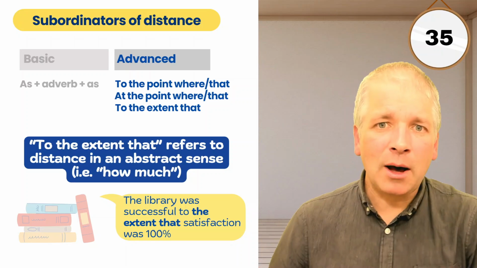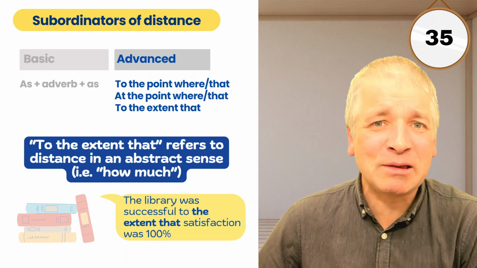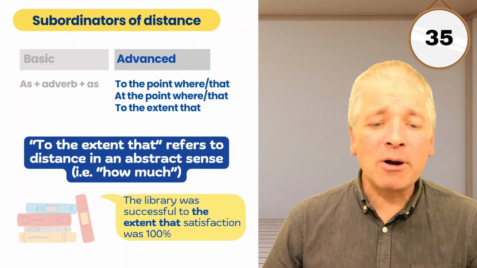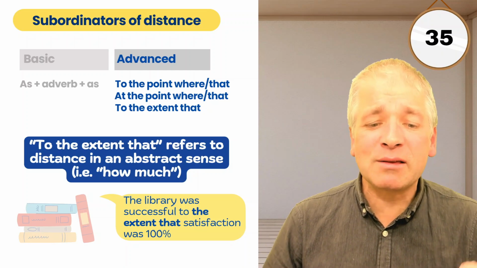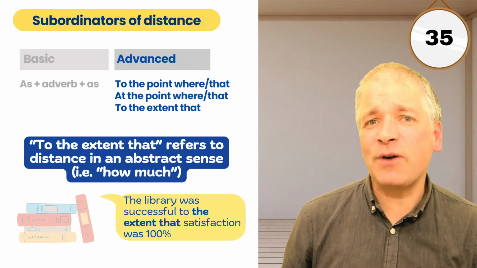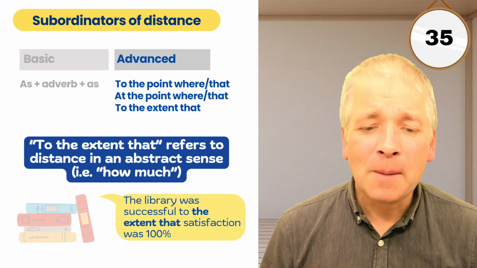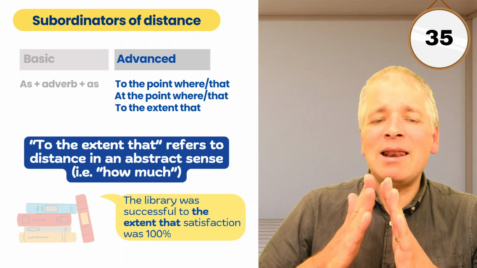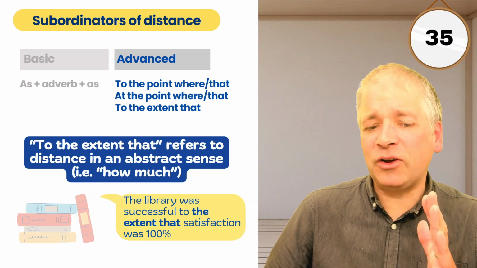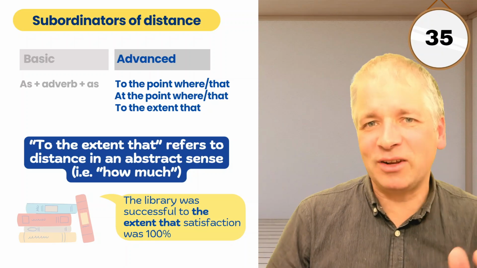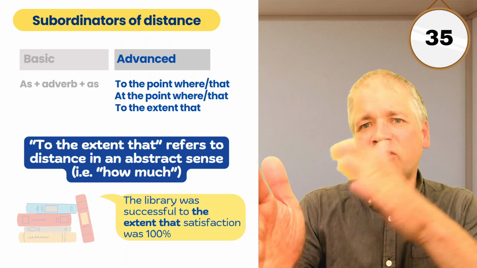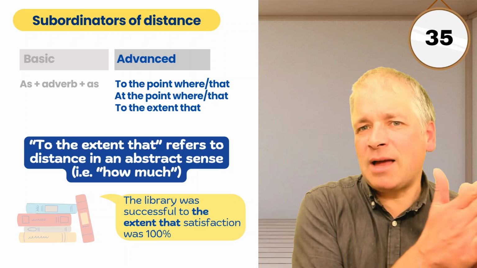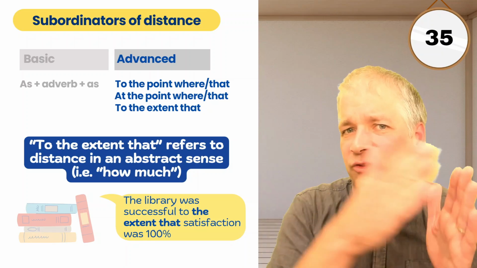Let's go back to our books theme for this subordinator. The library was successful to the extent that satisfaction was 100%. So here there was a length of distance in terms of the satisfaction rating, from one rating to another. And to the extent means this much, this far.